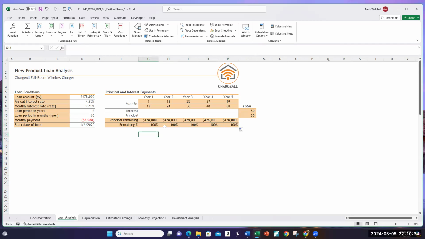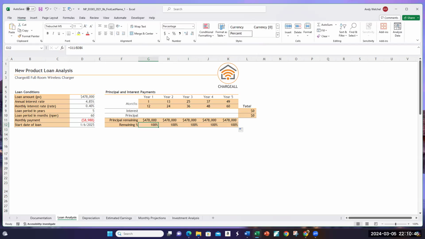When I did this earlier this afternoon, it defaulted to the number 1, which is the same as 100%, but for some reason it was a 1. And if that happens to you, just go up here and click the percent sign under number, and that'll change the formatting to percentage style instead of number style. Now you can see the principal remaining even after year 5 is still 100%. Well, that's because we haven't put our payments in there. So that's what we're going to do now.